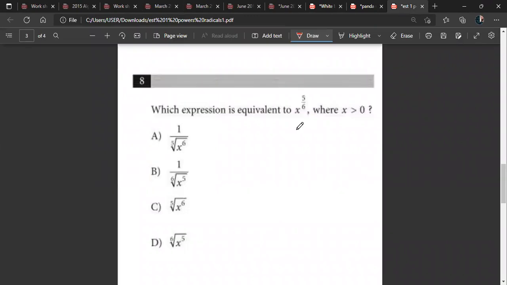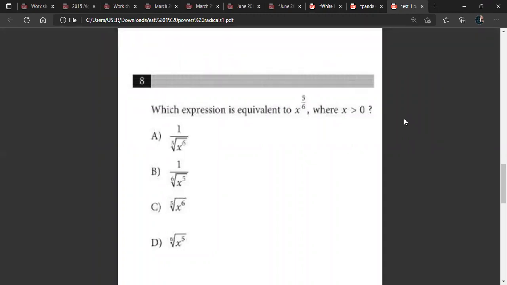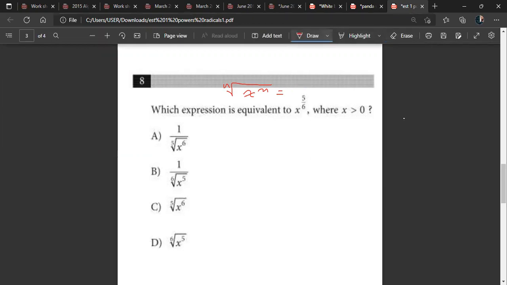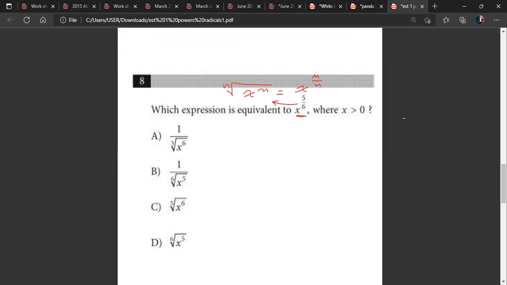This question: which expression is equivalent to x power 5 over 6, where x is more than 0? As we see, here you have the nth radical of x power m, so the answer will be x power m over n. Here he gives you the rational exponent and you convert it to the root, the radical expression.